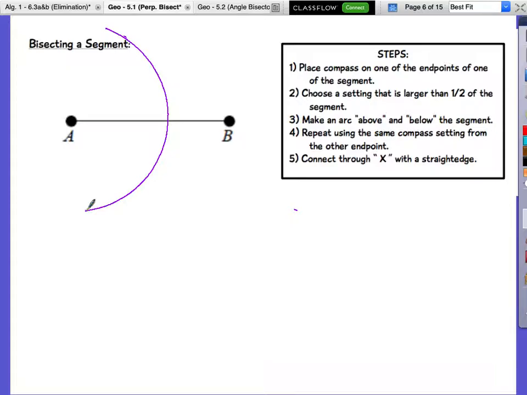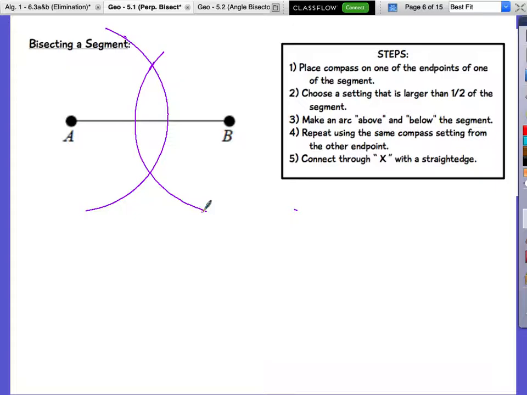So then, after you do this first one, you have to use the same exact setting. It cannot be narrower. It cannot be wider. It has to be the same exact setting for this to work out. So I'm going to come up here, and I'm actually just going to compare the setting just to make sure I have the right one. And then you go to your next point, and you do the other endpoint, and you do the same thing. Make sure you don't move, and you go through and you make the arc.